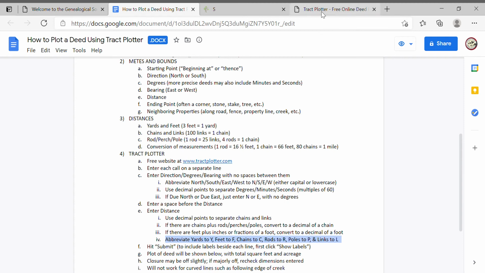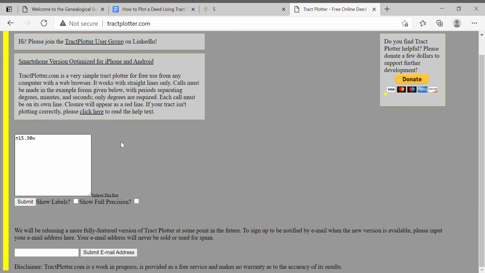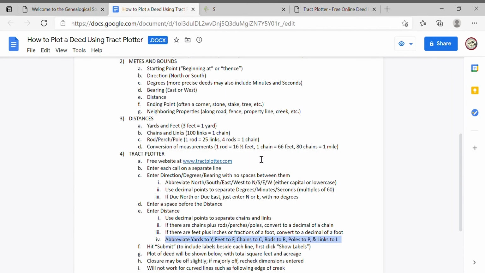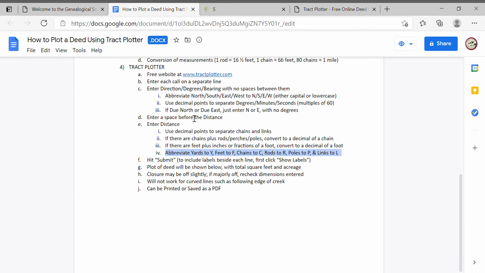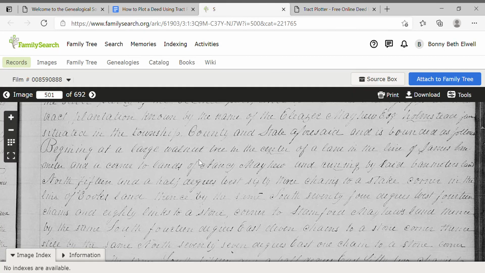So let's go ahead and enter our distance. We're here, north 15.5 degrees west, 63 chains. So 63 chains is our distance. We're going to type in 63 and then the letter C for chains. Now we're going to enter the next line to enter the next call. We're going to enter each call on a separate line. So we finished the first call, and now we can go back to the second call.